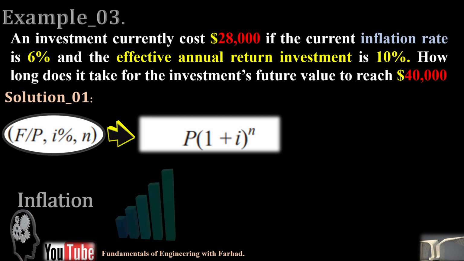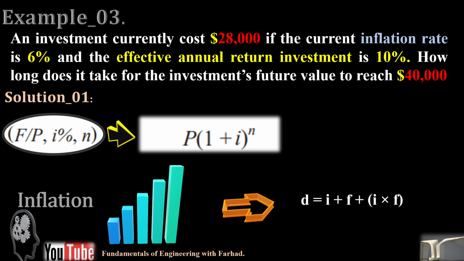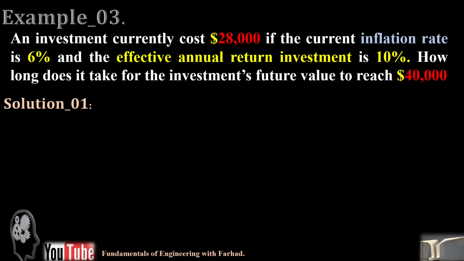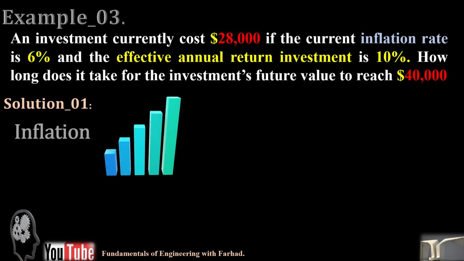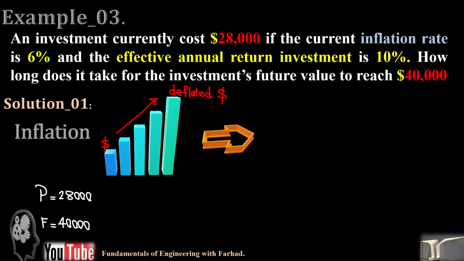But when we have an inflation rate, we need to use this equation. Then, having the deflated amount, replace that by I in the main equation. So again, when we have inflated value of dollars, this is the initial interest, this is the deflated one. We have the initial cost and future cost, 28 grand and 40 grand, and then use the equation for deflated.